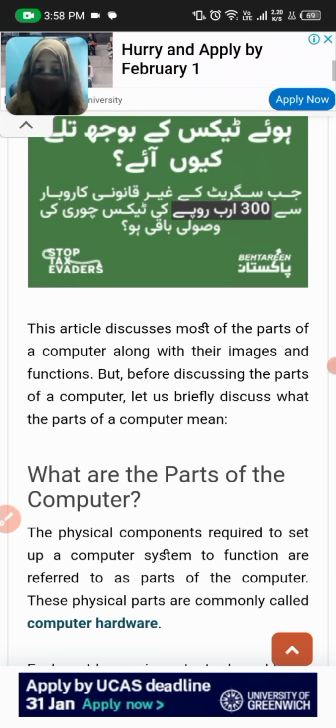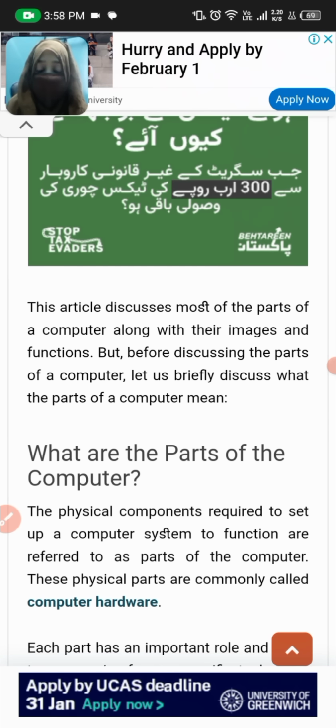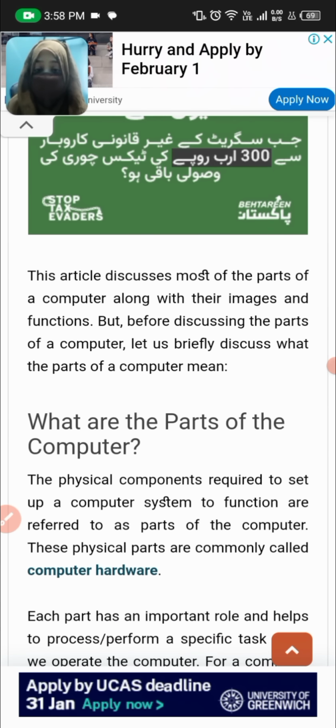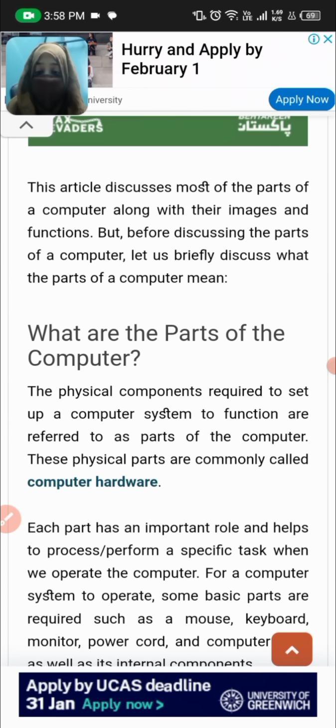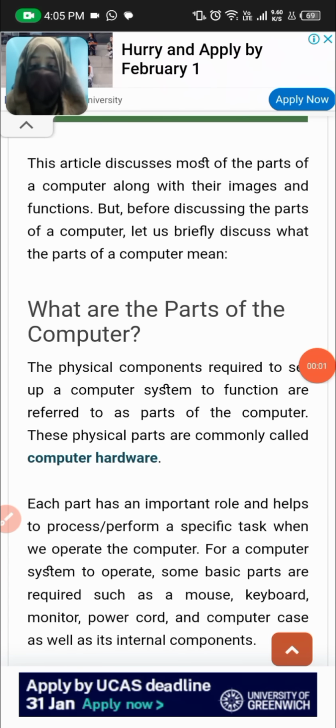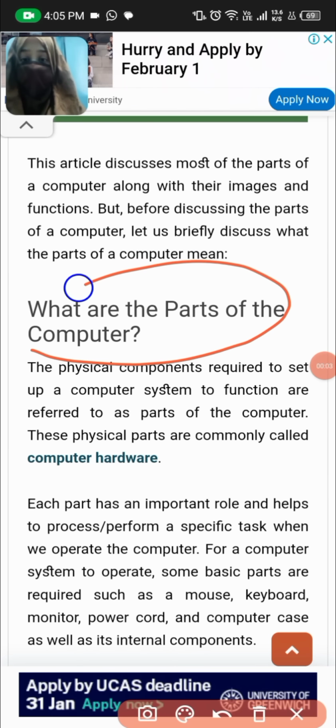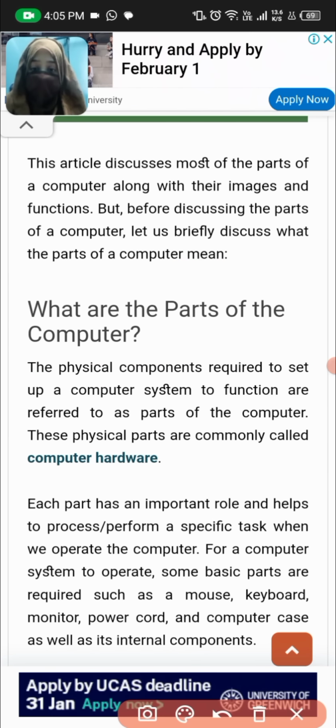But before discussing the parts of a computer, let us briefly discuss what the parts of a computer mean. Here we are going to discuss about the parts of the computer. Here is the point. What are the parts of the computer? The physical components required to set up a computer system to function are referred to as parts of the computer. These physical parts are commonly called computer hardware. We call them computer hardware.